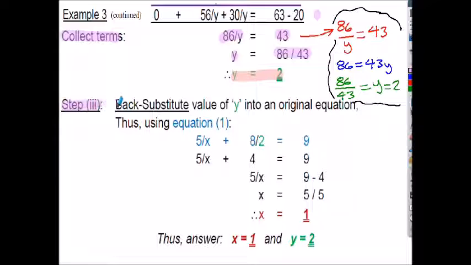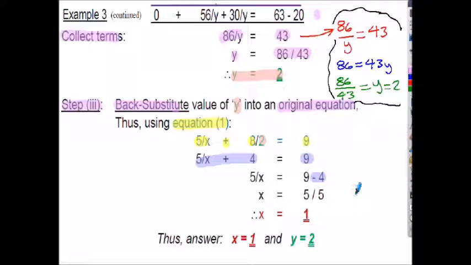And step 3 is again to back substitute the value of y, shown above, into one of the original equations. In this case I'm going to use equation 1 from the previous slide. So that was 5 divided by x plus 8 divided by y. We now know y is 2 in this case, and that's equal to 9. So on the next line, that's 5 divided by x plus 4 is equal to 9. On the next line, I'm simply subtracting 4 from both sides of the equation, so I end up with 5 divided by x is equal to 5.